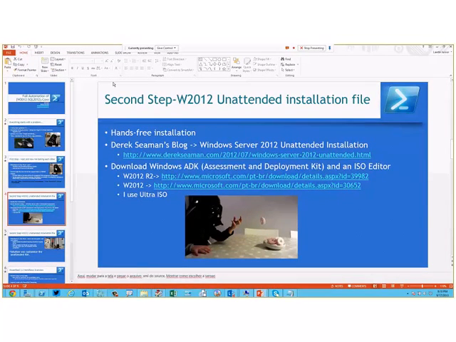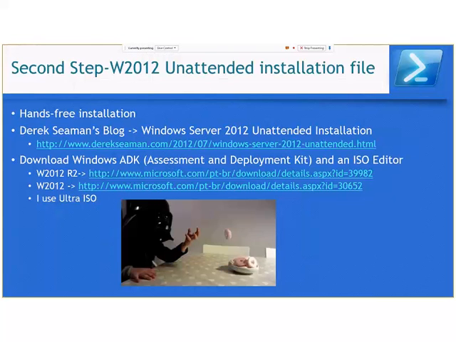So, sorry. The second step is to create the unattended installation file of the Windows Server 2012. An unattended installation file is a hands-free installation. You will not have to click next. You will configure all your parameters and configurations in the unattended installation file, or the answer file. There is a blog, Derek Simmons' blog. In there, he explained step by step. I will not explain it here step by step because it takes a little time, but this blog will explain step by step what you need to do to create an unattended installation file.